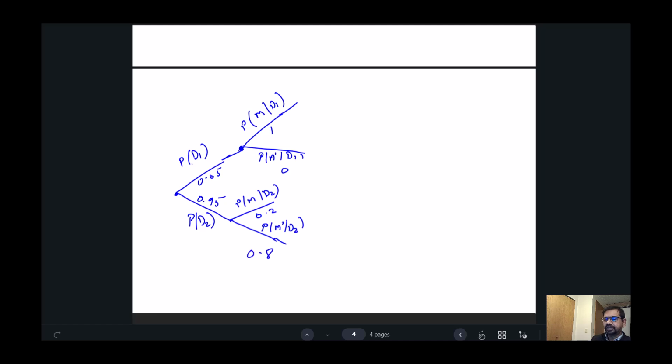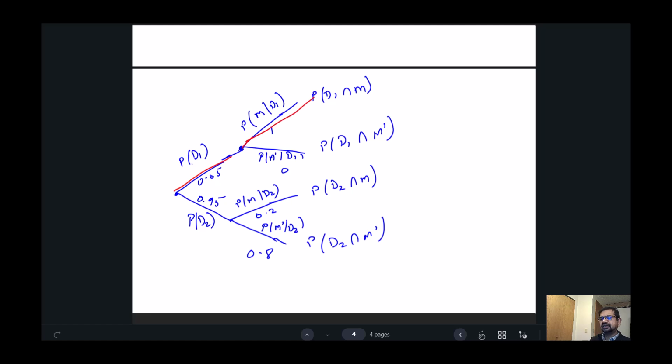This will be 0.8. So now this path is basically the intersection of defaulting and missing a payment. This path is the intersection of default and not missing a payment. This path is the intersection of not defaulting and missing a payment. And then this path is the intersection of not defaulting and not missing a payment. So in our case, we are interested in finding out someone who is defaulting, having missed the payment. So we want to find out this arm.